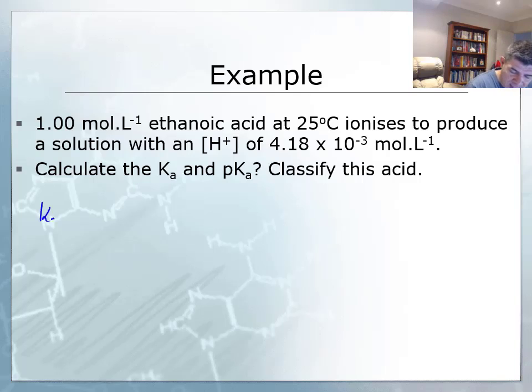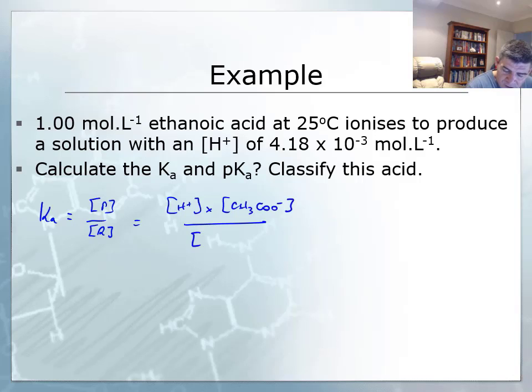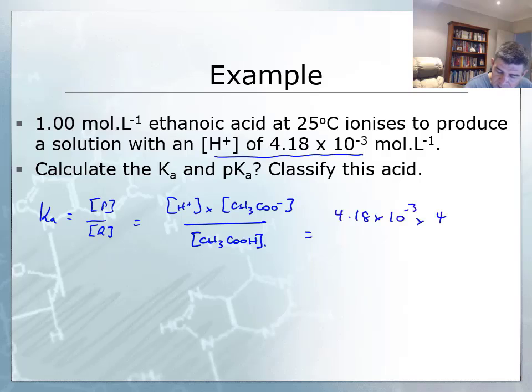So we can calculate the Ka by looking at the concentration of products over reactants, leaving the water out. So this is going to be H plus multiplied with the concentration of CH3COO- over the concentration of CH3COOH. Now there's a couple of assumptions that I'm making here. The first is that the mole ratio is 1 to 1, and so therefore if the concentration of H plus is 4.18 times 10 to the minus 3, then I can assume the concentration of CH3COO- is going to be the same. So this is going to be 4.18 times 10 to the minus 3 multiplied by exactly the same value.